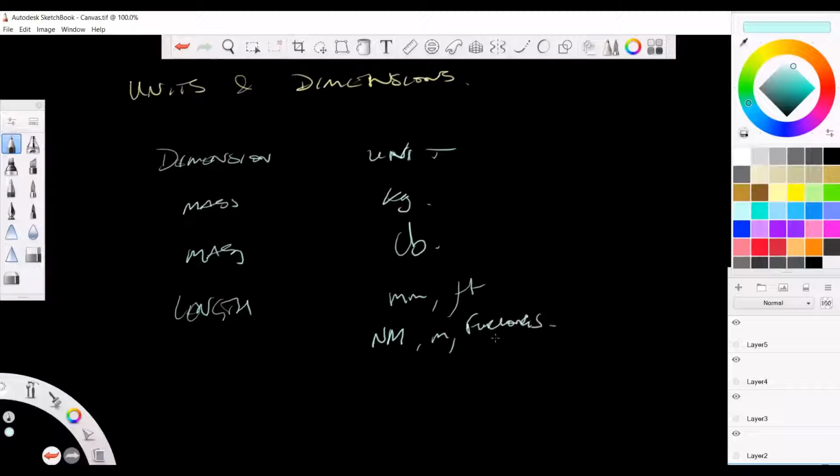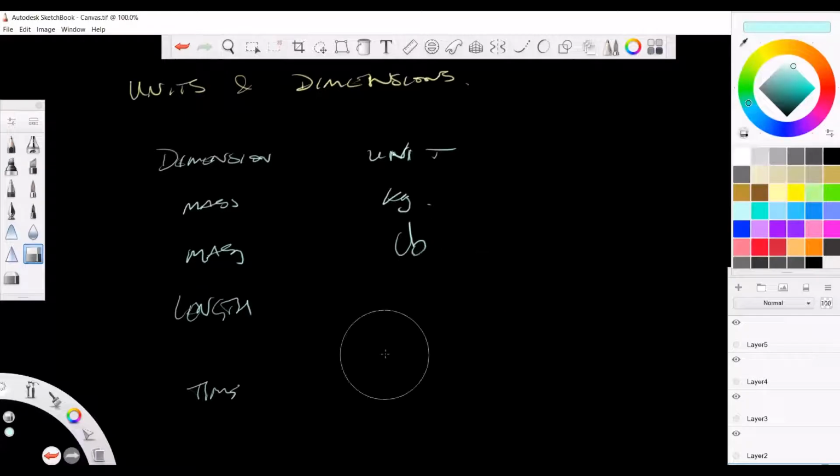As the joke unit for speed, furlongs per fortnight, tells you. Time is another dimension. I can measure time in seconds, in days, in hours, and I can measure it in fortnights, or months, or years. So that's how units and dimensions relate.